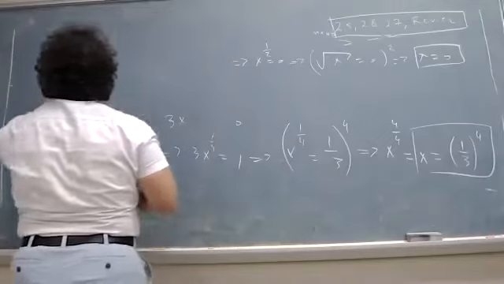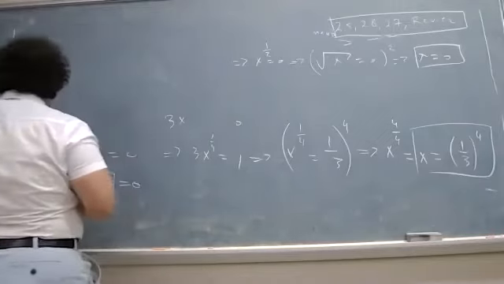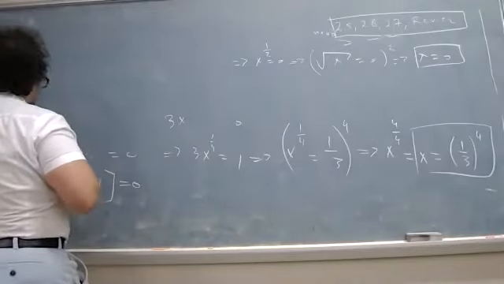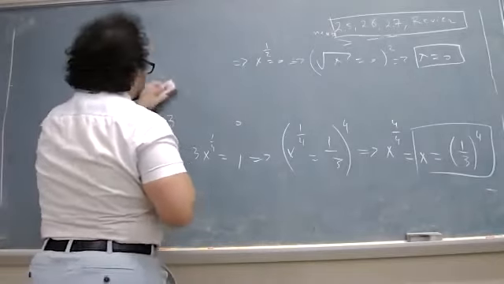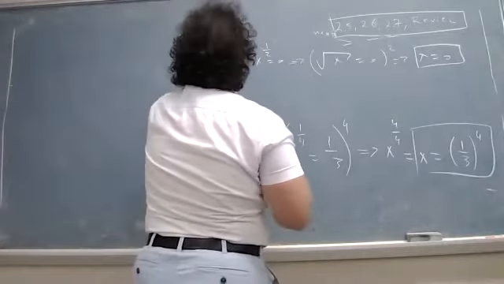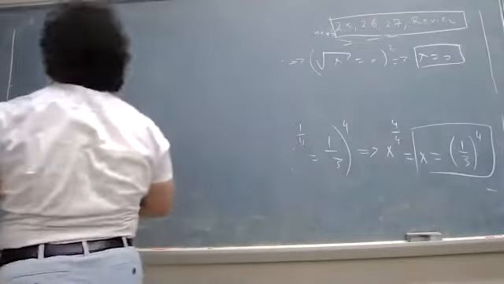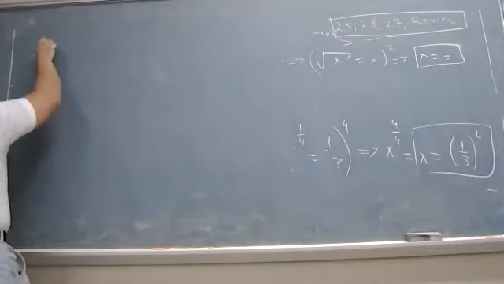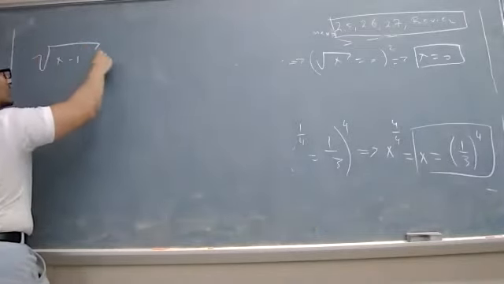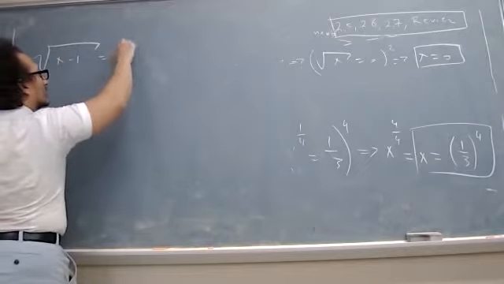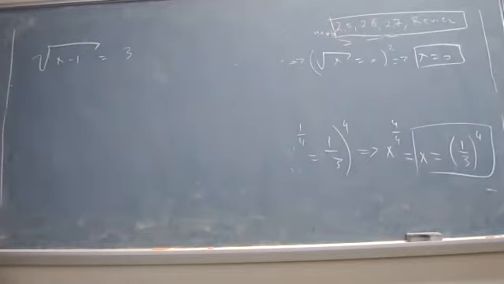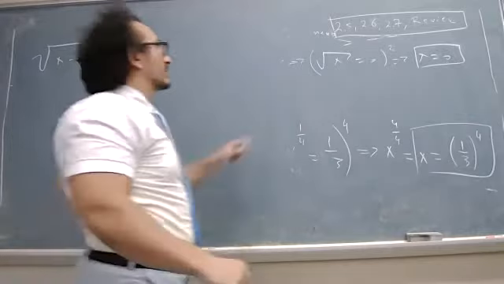Let's solve radical equations. What's a radical equation? Well, it's an equation that involves a radical and some x's. Solve for x here. Square root of x minus 1 is equal to 3. What is x?